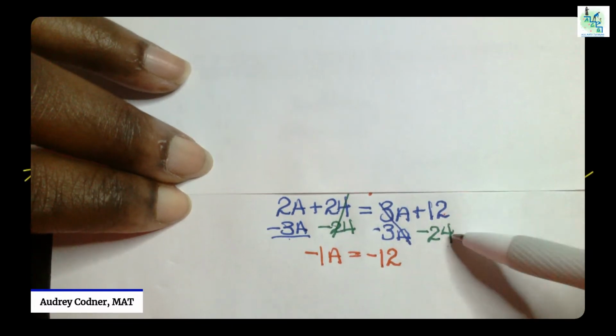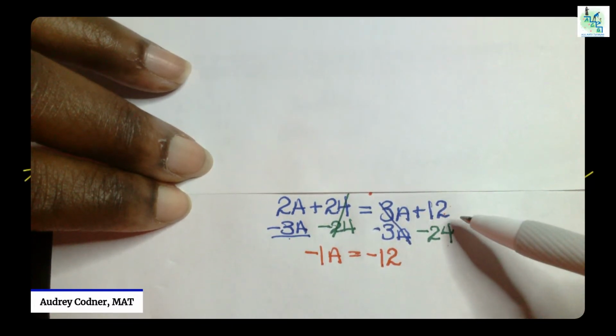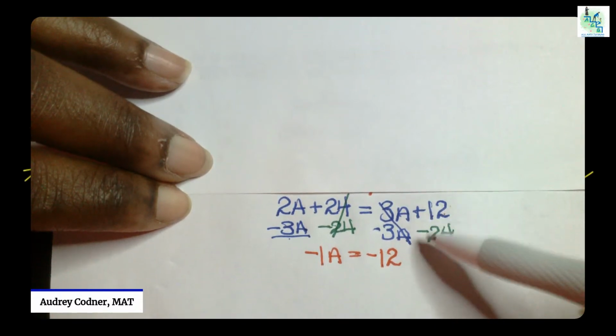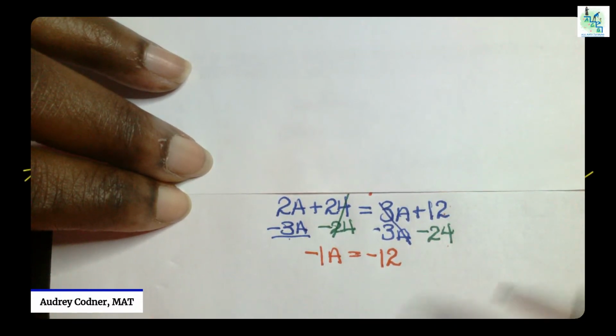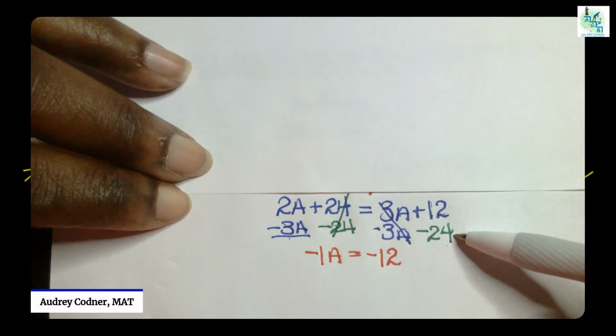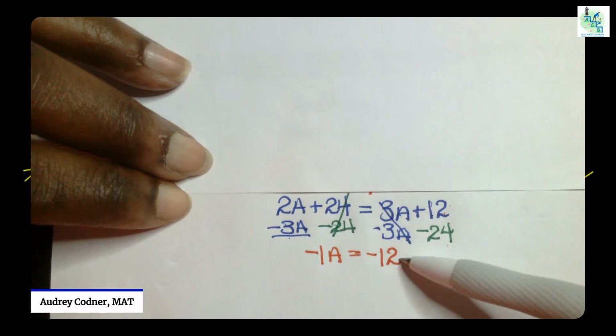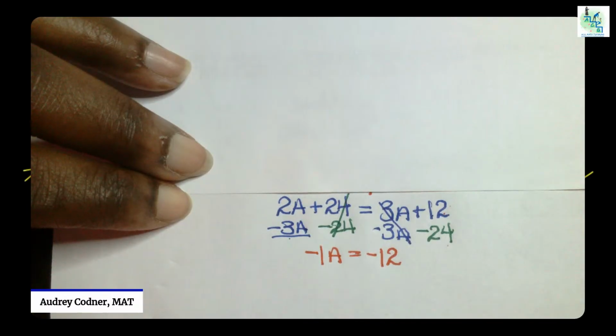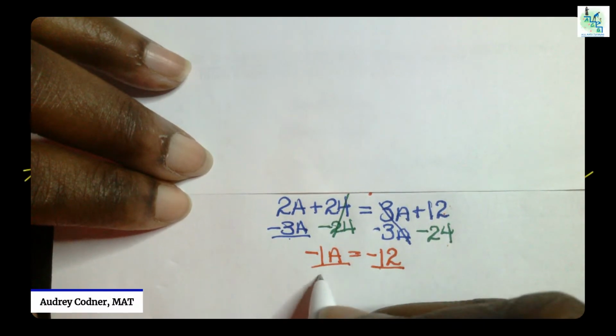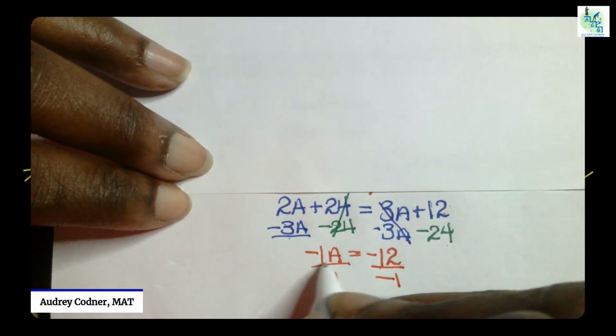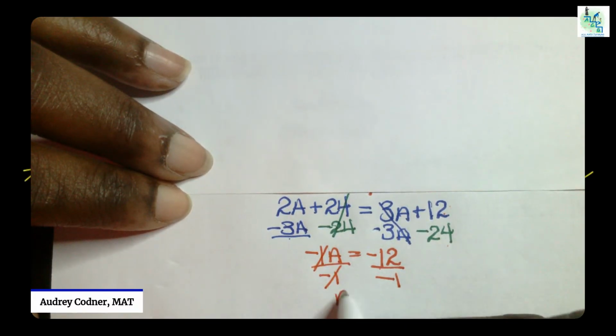Remember, when you're adding or subtracting and the signs are different, you really are subtracting. So think of it this way. If you owe me $24 and you paid me $12, that means you still owe me $12. Give me my money. All right, so now we want to get a by itself. Divide both sides by negative 1. And a negative divided by a negative will give me a positive, and it gives me a positive 12.